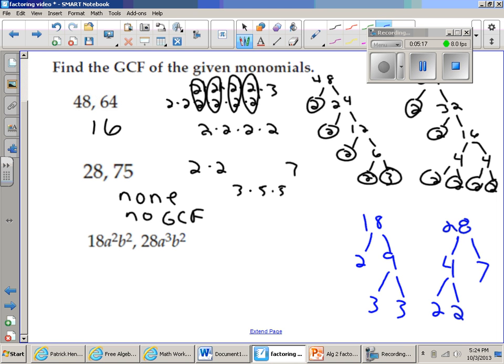Notice I already did 28, so I really didn't need to do it if I would have remembered that I'd already done it. 2 times 3 times 3. I had 2 2s and a 7. Now, how am I going to do a squared? A squared is just what? All it is is 2 a's.